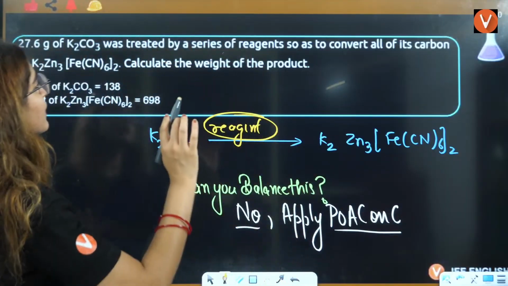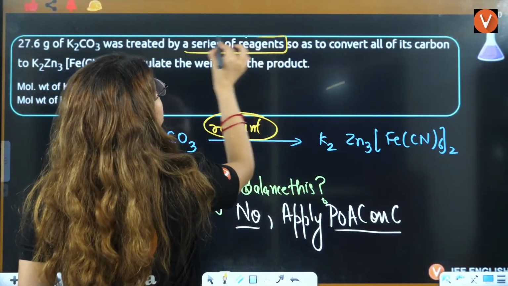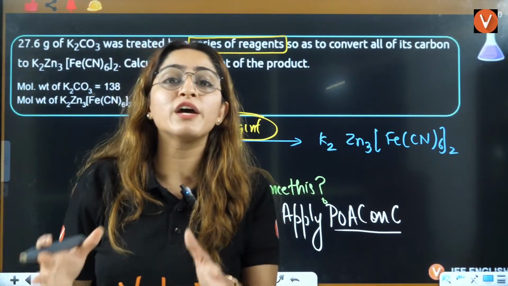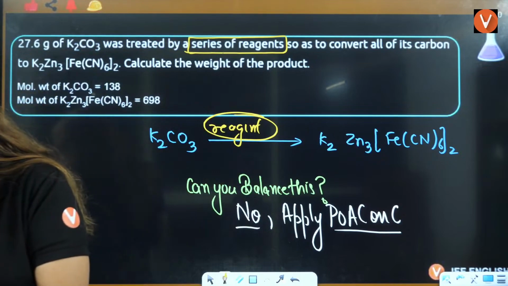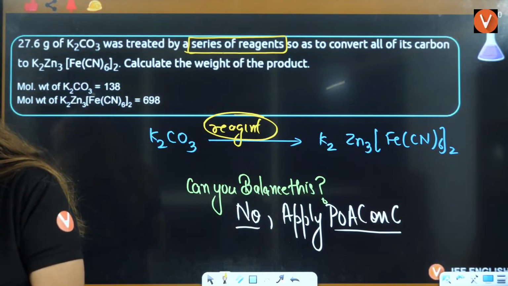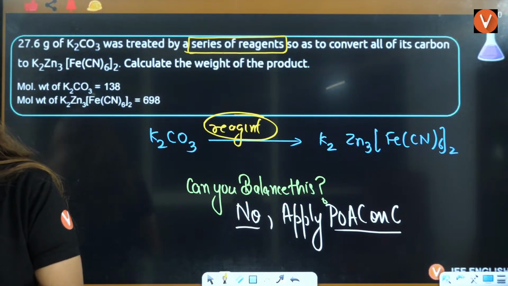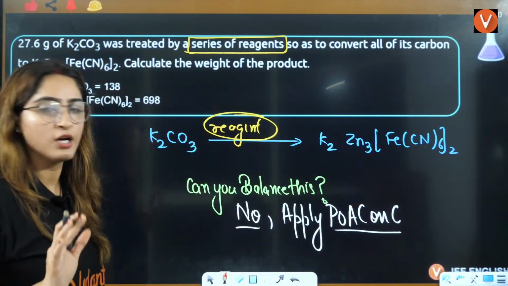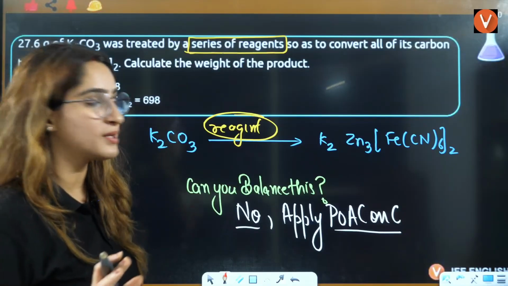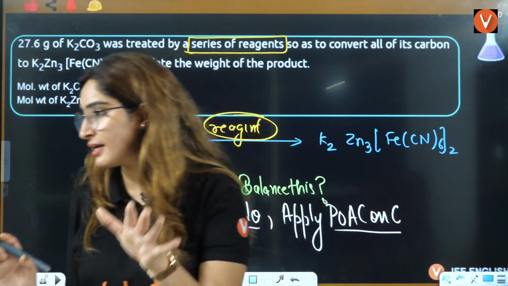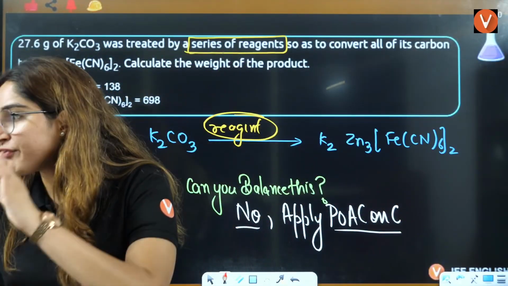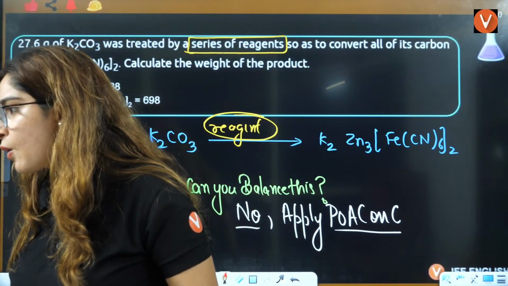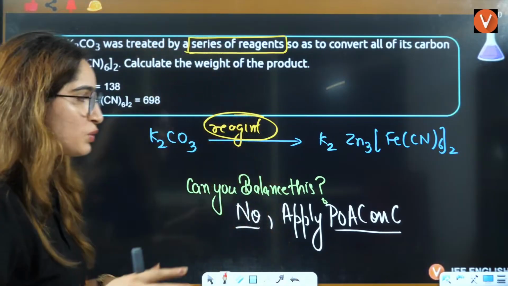If you see here, they are saying a series of reagents. We have no idea what the reagents are, right? So that's why we are not able to balance it. Balancing is not possible. That's why we are applying POAC here. Now let me know in the chat box if you know why I am applying POAC.